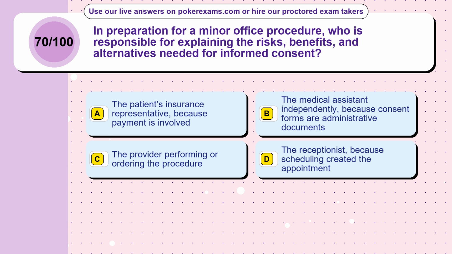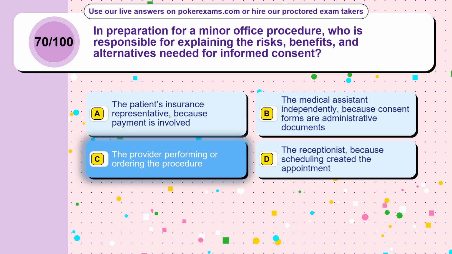Question 70. In preparation for a minor office procedure, who is responsible for explaining the risks, benefits, and alternatives needed for informed consent? Option A. The patient's insurance representative, because payment is involved. Option B. The medical assistant independently, because consent forms are administrative documents. Option C. The provider performing or ordering the procedure. Option D. The receptionist, because scheduling created the appointment.